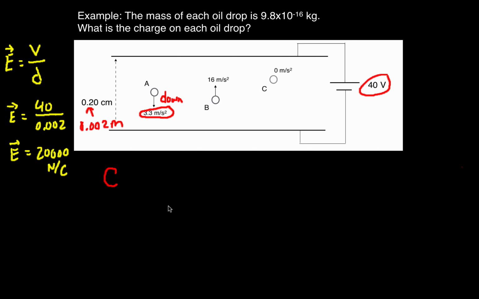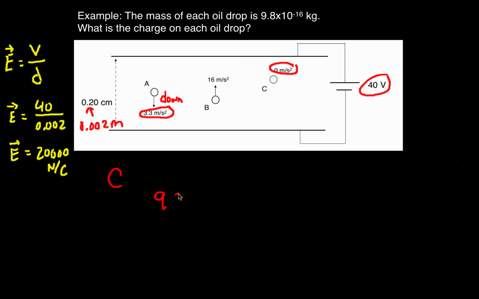Oil droplet C is not accelerating. It has an acceleration of 0 meters per second squared. This doesn't mean it's not moving.